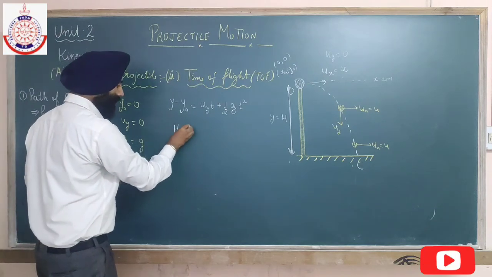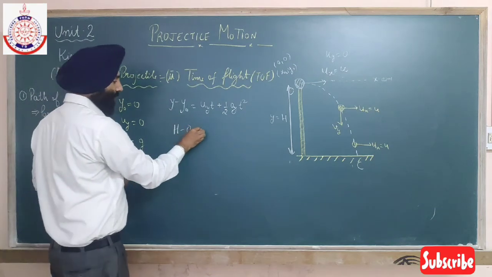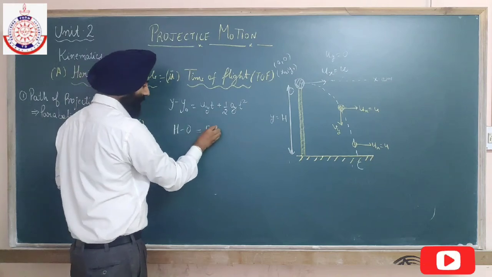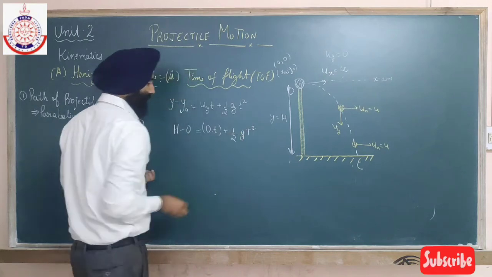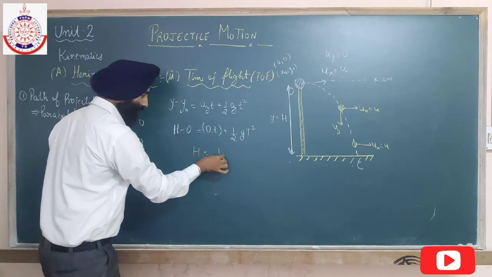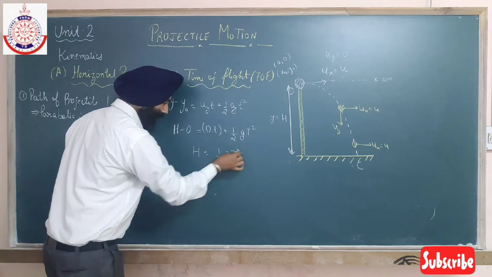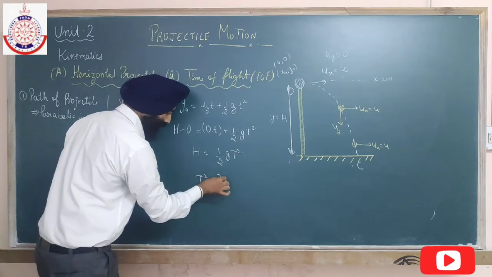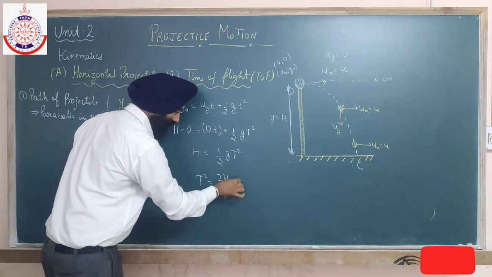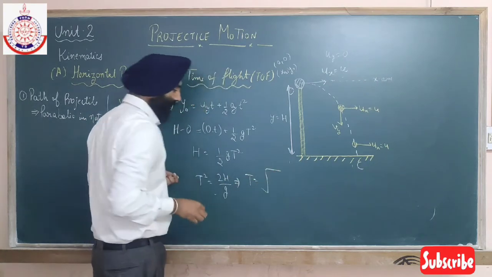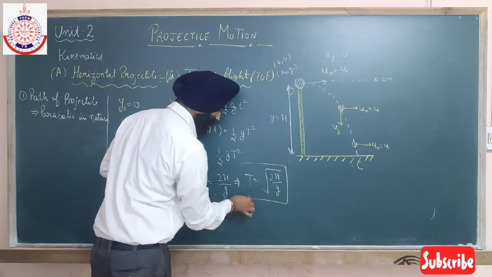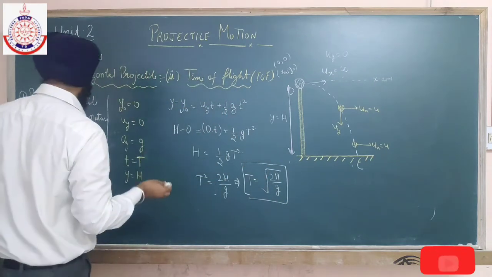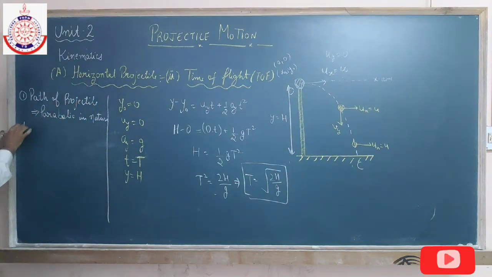So h minus 0, y means h minus 0, minus initial velocity is 0 multiplied by t, plus half g t square. Fine. It means this will become h is equal to half g t square, or we can say that t square is equal to 2h upon g, which implies t is equal to under root of 2h upon g. So this is the formula for time of flight. It means the path of the projectile is parabolic in nature.